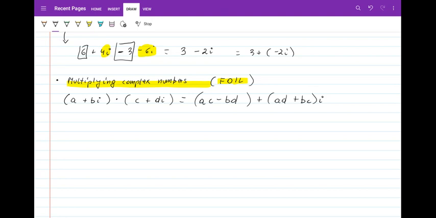So we're going to practice multiply. Okay, so we have 3 minus 4i times 2 plus i.